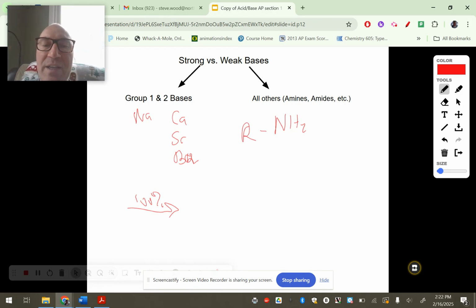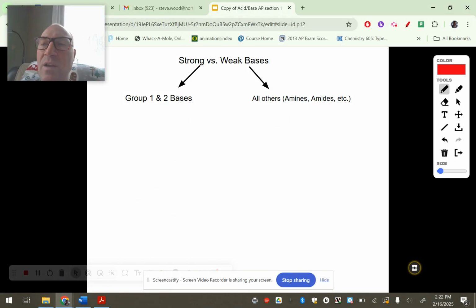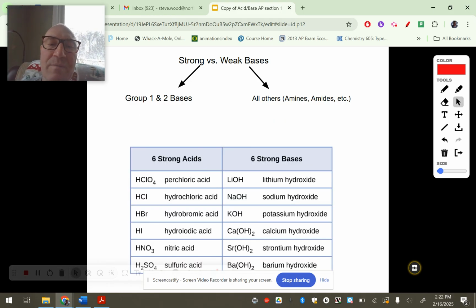These are all weak and they don't go 100%. You get the double arrow for these, which just means it's a partial reaction. Okay, we're almost there. This is just giving you some examples of the strong acids and strong bases. You can see that some books talk about 6, others talk about 7. Just know, generally speaking, these are the main ones that you'll see for strong acids and strong bases.